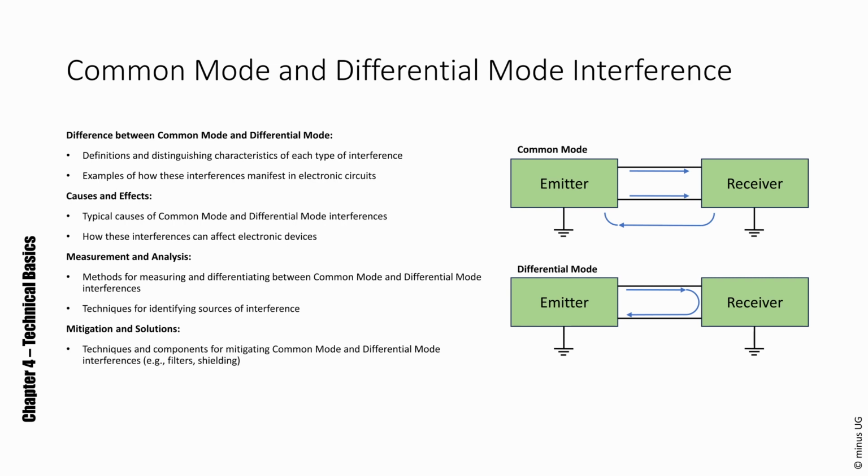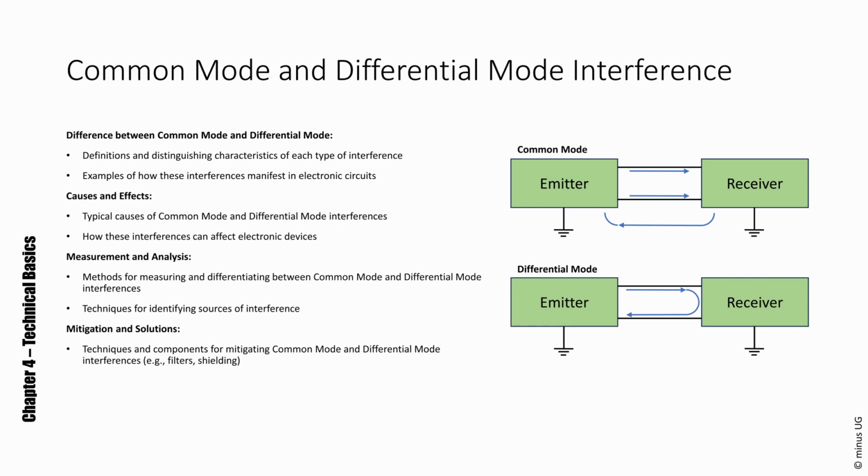Mitigation and solutions. Mitigating common mode and differential mode interferences can involve a variety of techniques and components. For common mode interference, solutions include common mode chokes or filters, which are designed to impede the flow of common mode noise while allowing the differential signal to pass through.